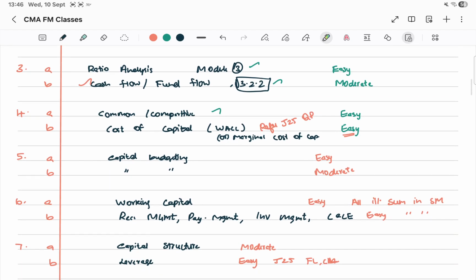Okay, and coming to 5A. In 5A you will be having capital budgeting. Capital budgeting is nothing but your NPV, IRR, payback period, reciprocal payback period, all those things we will be having. From that there is a chance of asking one question. One question might be easy, but another question will be moderate. That is not moderate, it is slightly lengthy.